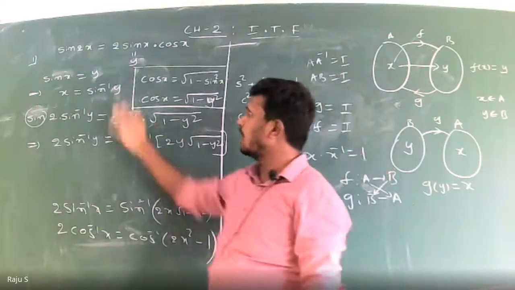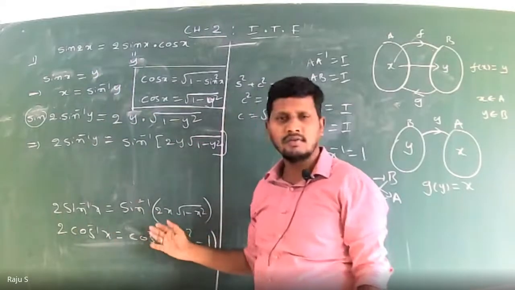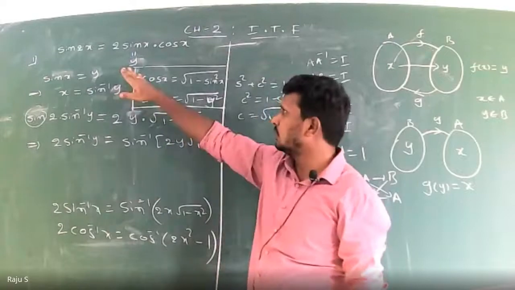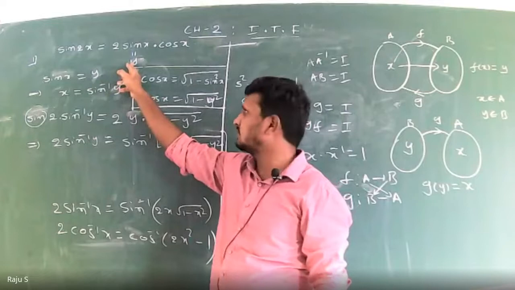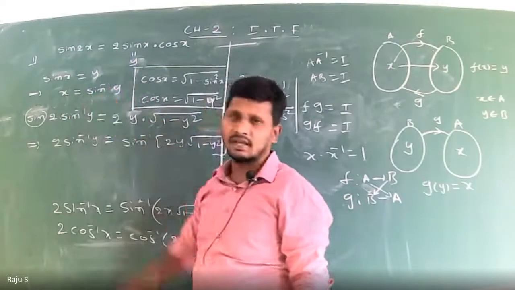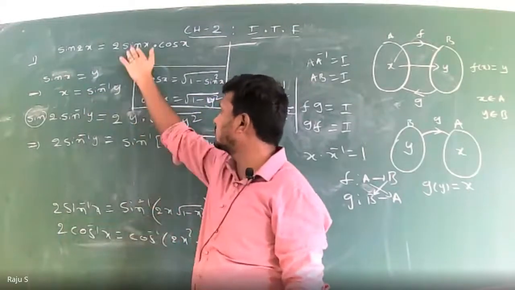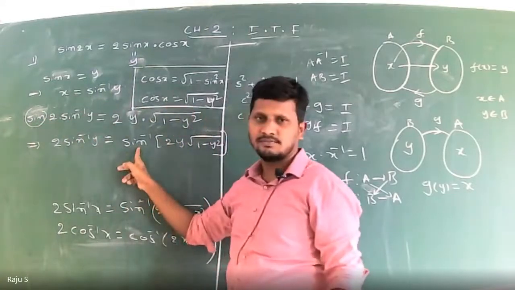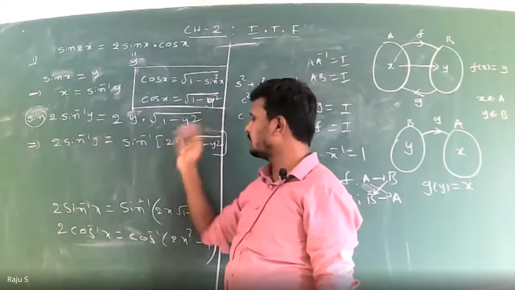So I proved, using the sin 2x formula, that 2 sin inverse x is equal to sin inverse of 2x into root over 1 minus x square. So remember that, take sin x as y, which implies x is equal to sin inverse y. Then after substituting all the values, this side you can take to the right side, and it becomes sin inverse of 2y into root over 1 minus y square.